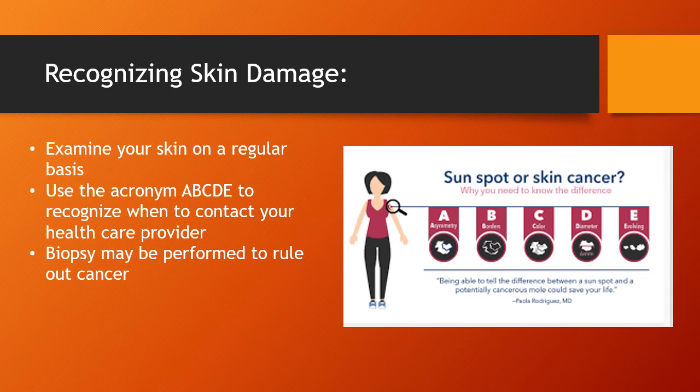A stands for asymmetry, meaning one side of the mole doesn't match the other. B stands for border, as in irregular border. C is for color, as in color that is not uniform. D is diameter greater than 6 millimeters, or approximately the size of a pencil eraser. And E is for evolving size, shape, or color. If there are concerns, a biopsy may need to be performed to rule out skin cancer.